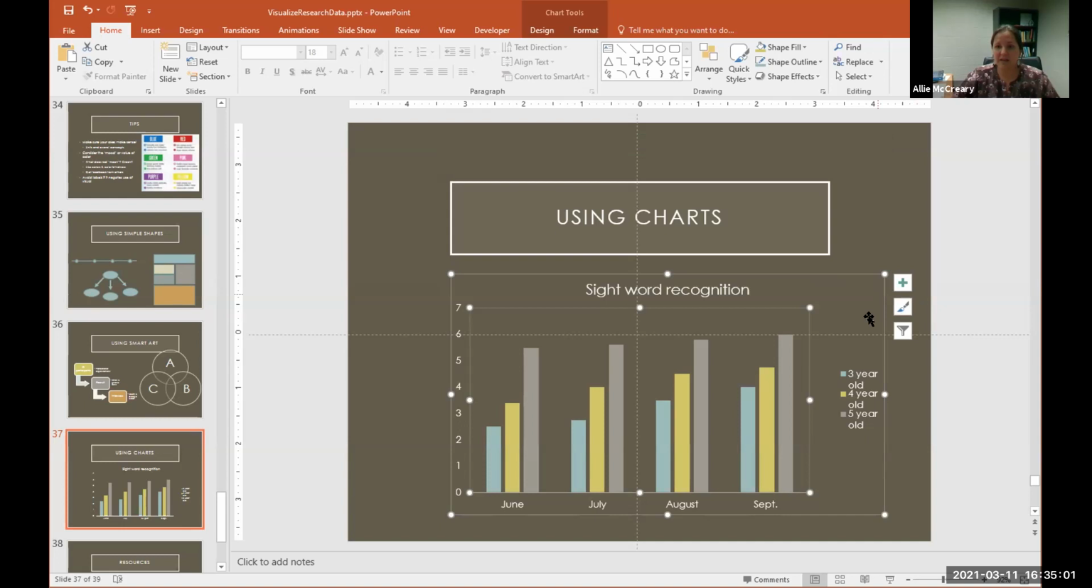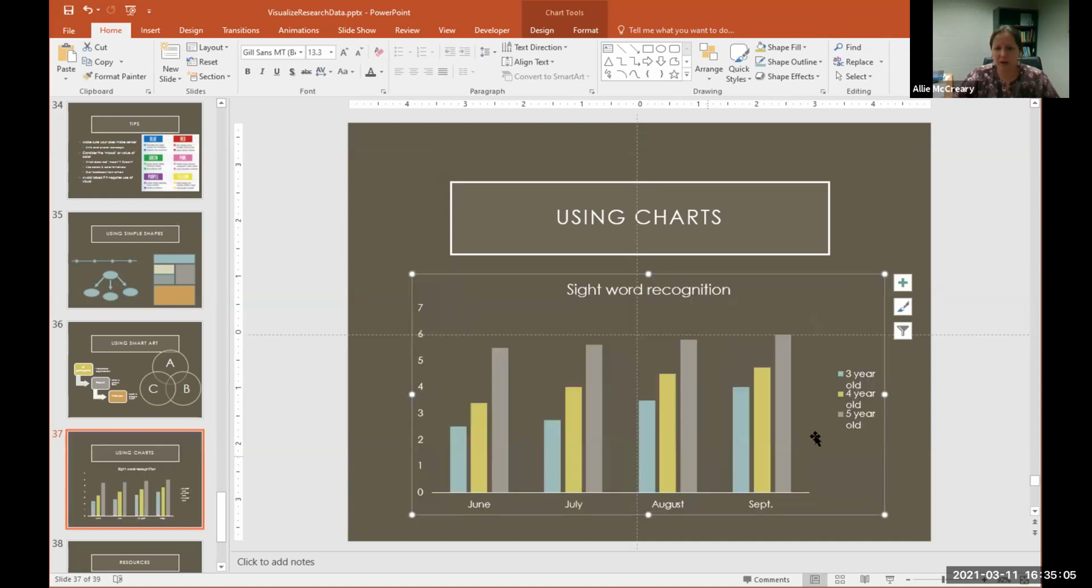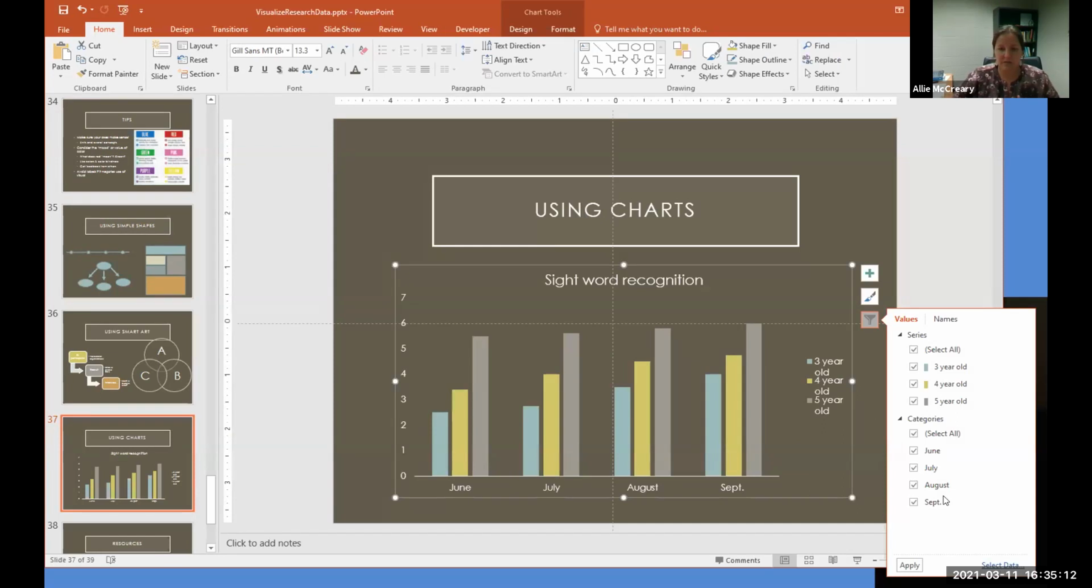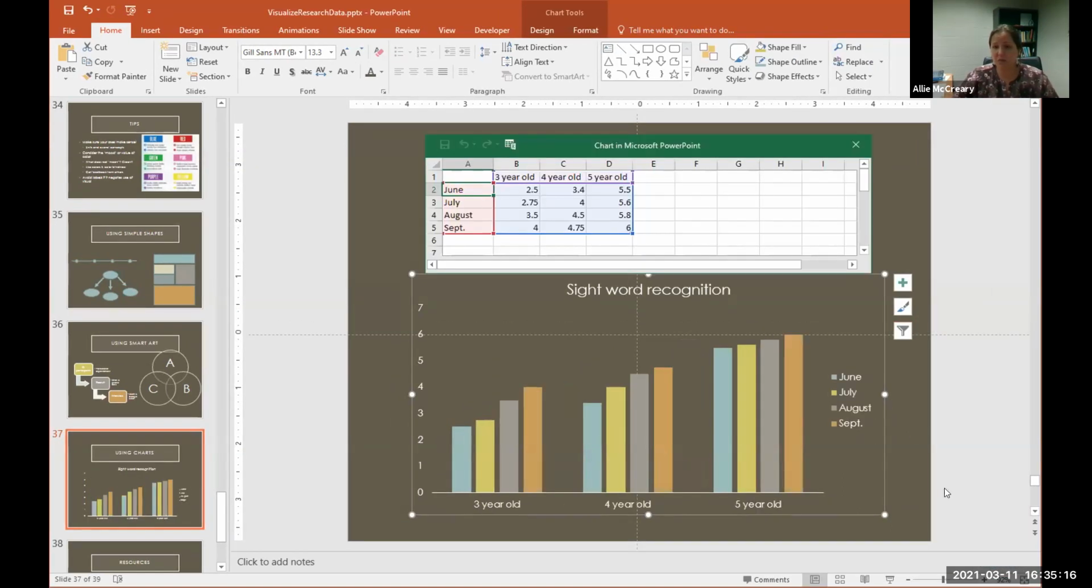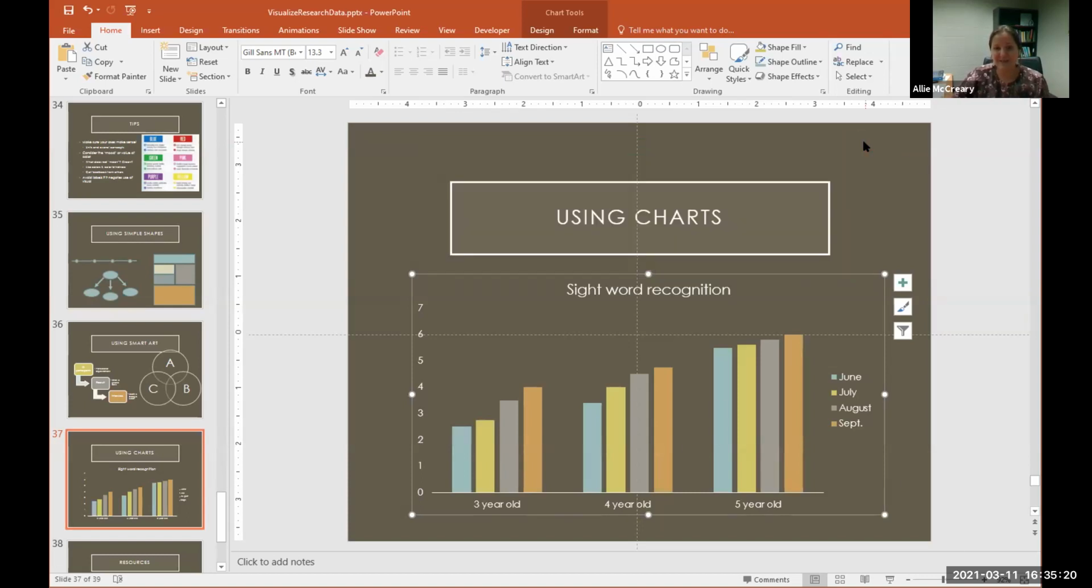And then you can edit things, like once you're in here. So this is just an example looking at sight word recognition by different age groups over a 4-month period. And maybe you're like, oh, if you messed up how you entered your data, it allows you to even switch your columns and rows really easily. So it's pretty foolproof.